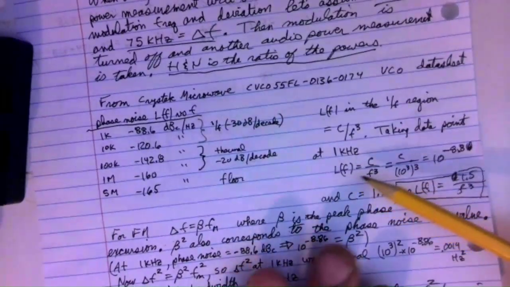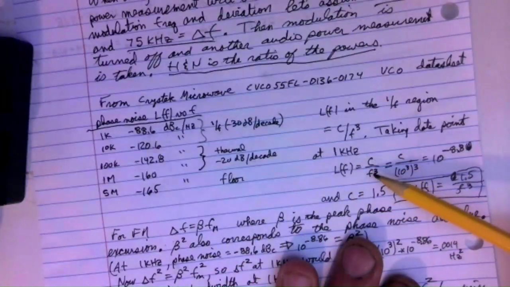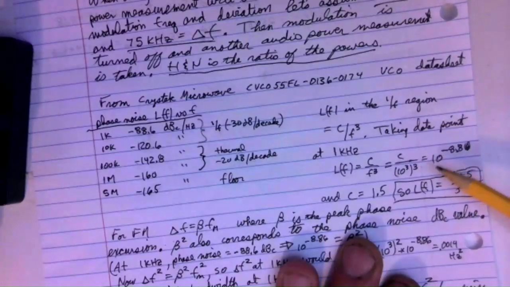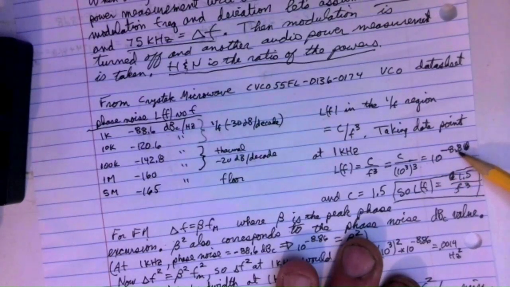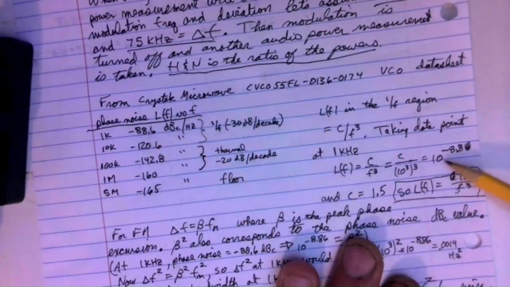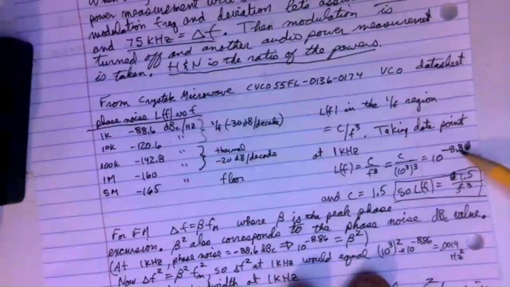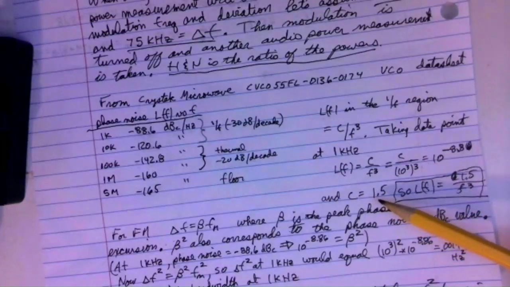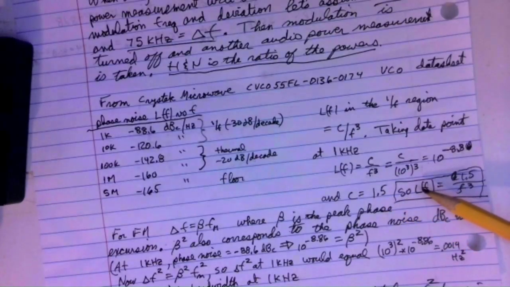So L of F equals C over F cubed equals C, in this case, over 1K cubed, also equal to 10 to the minus 8.8. I believe I didn't put the 6 on there, minus 8.8. Probably should be 8.86, but I think I just used 10 to the minus 8.8. And now, of course, we can easily solve for C. C ends up being 1.5. So our L of F here, phase noise, is 1.5 over F cubed.